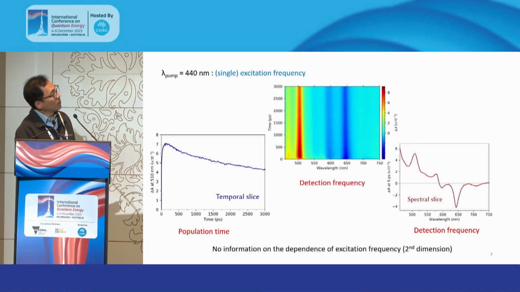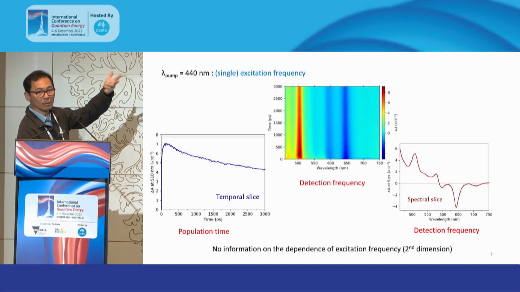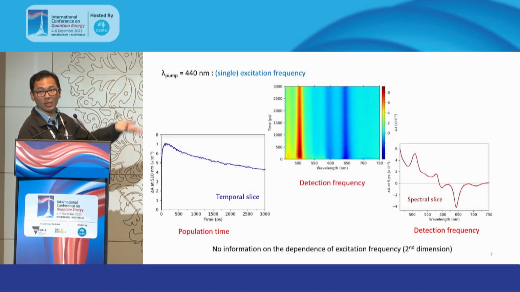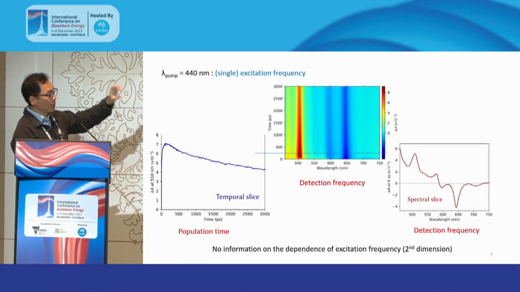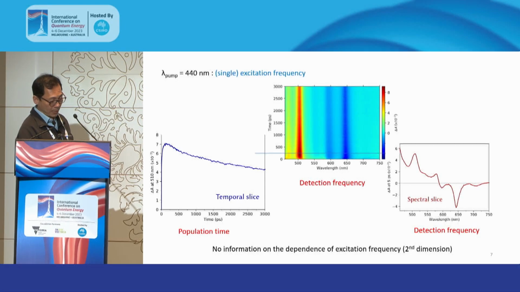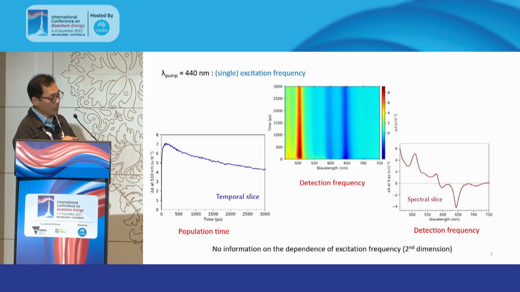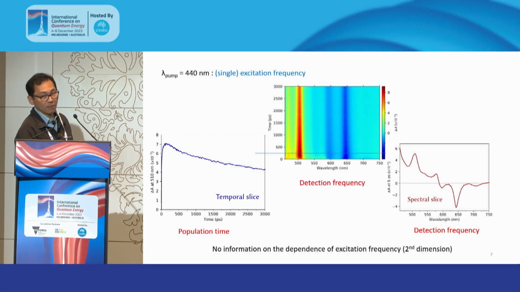And this is all coming from pumping using a single wavelength. The information about exciting using other wavelengths is not here. There is additional information you can get by just changing the excitation wavelength. To do that, obviously, we need to get a second dimension, an excitation frequency dimension, to give us further information.